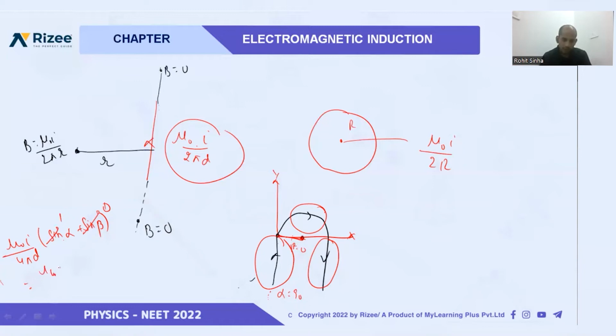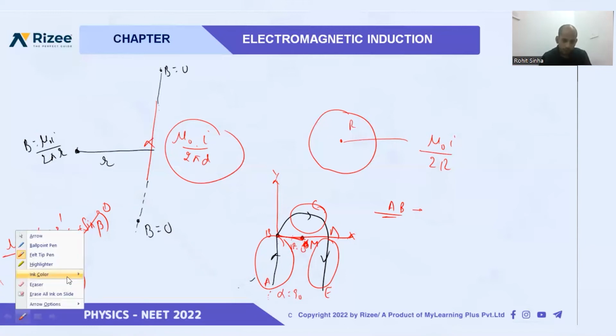We will get mu naught I by 4 pi d. Now see, for this I name it A, B, and D. At this point, we have to find the value of, I say it at this point as M. See, at M, by AB section of wire, to find the magnetic field at this point, what we will do?